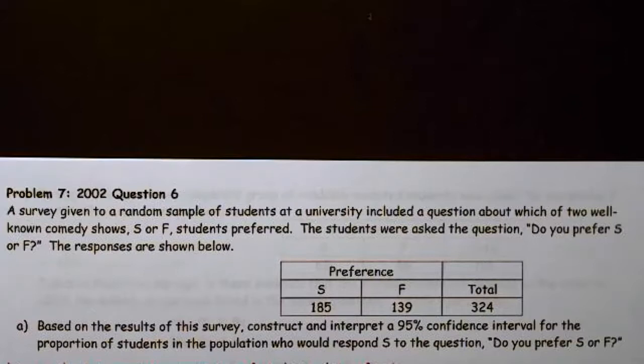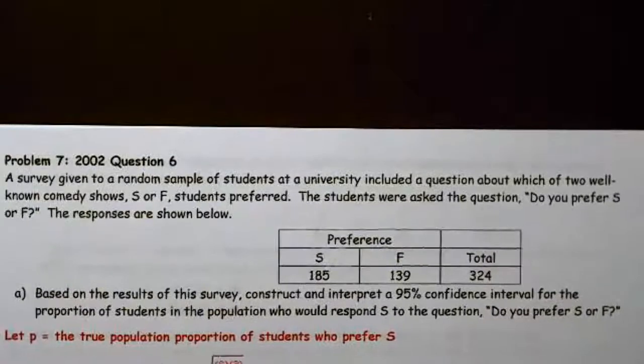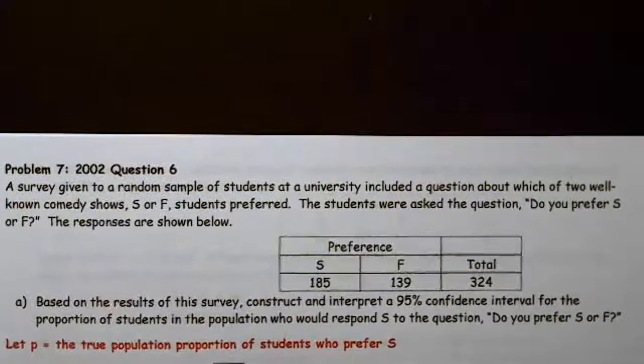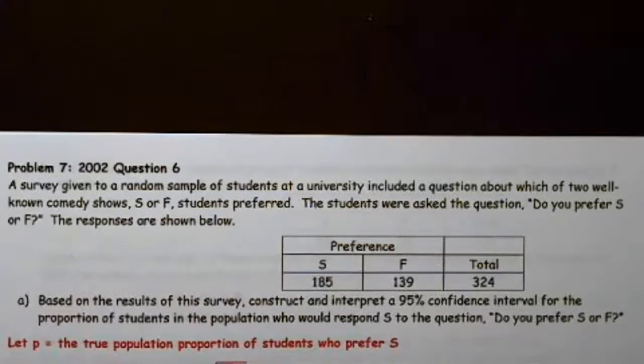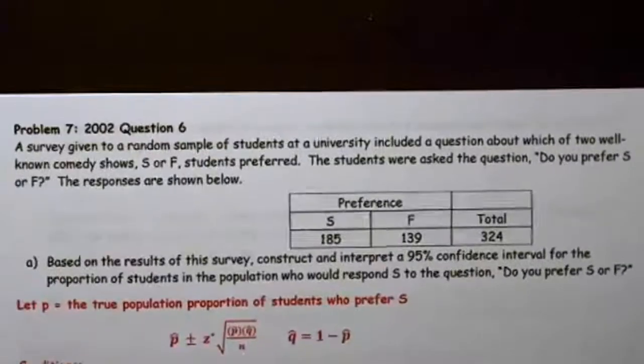So 185 preferred S, and 139 preferred F. Just looking at that, I'd go, well, more people prefer Seinfeld, or S, or Simpsons, whatever the case is. All right? So based on the results of the survey, construct and interpret a 95% confidence interval for the proportion of students in the population who would respond S to the question, do you prefer S or F? So the very first thing I do is I start off, let P equal the true population proportion of students who prefer S. My formula is as follows.